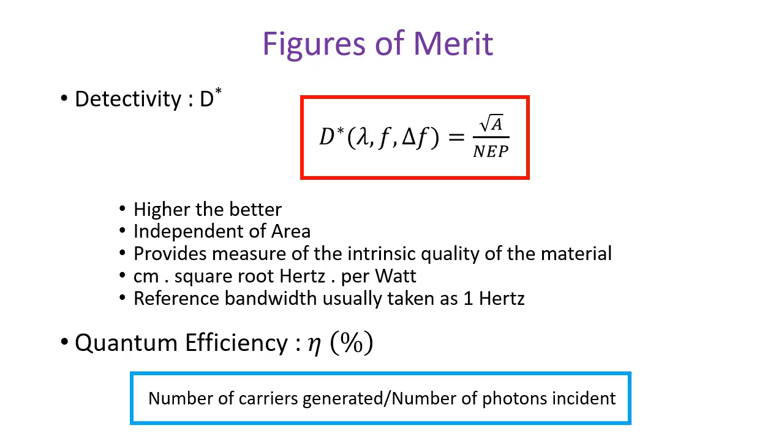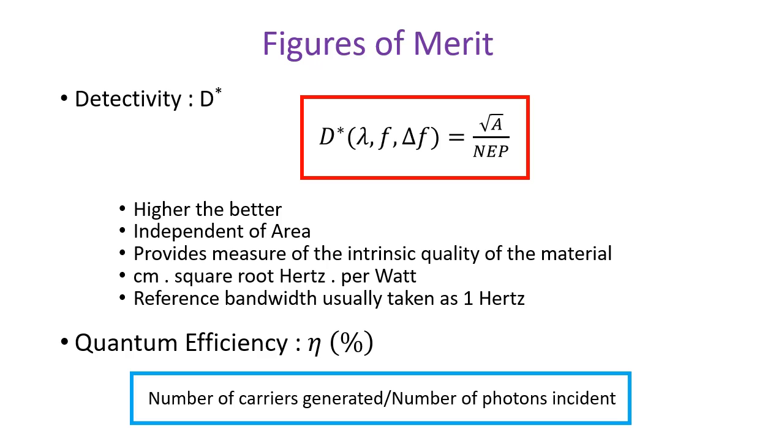And clearly you see that its units are centimeter or length multiplied by square root hertz per watt, right? Because remember, watt per square root hertz was the units for NEP itself. So this is the inverse of that. And again, as standard, the reference bandwidth is usually taken as 1 hertz.